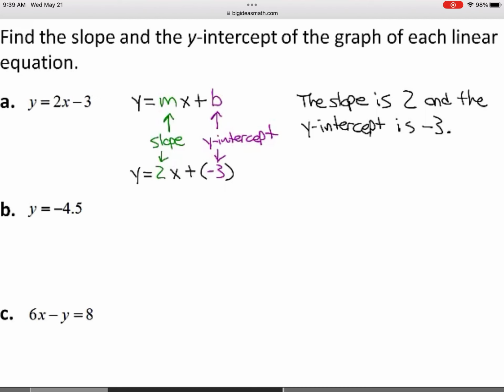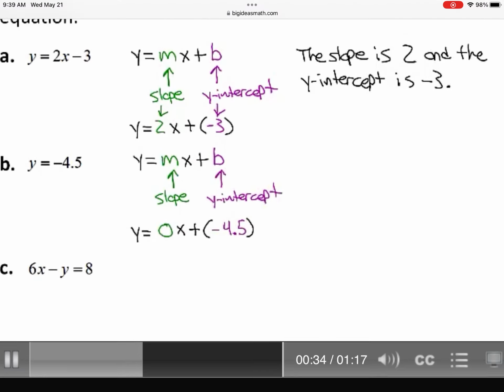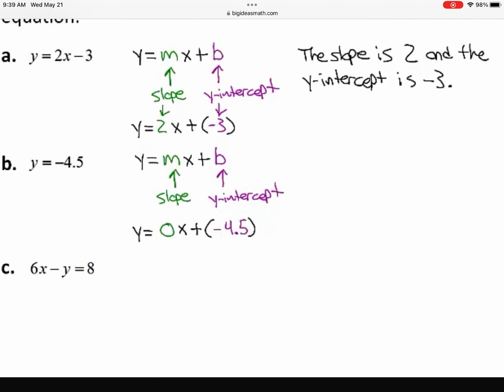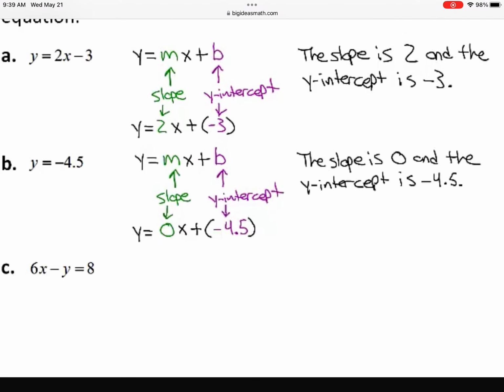Part B. y equals negative 4 and 5/10. Rewrite the equation in the form y equals mx plus b, where m is the slope and b is the y-intercept. The equation can be written as y equals 0x plus negative 4 and 5/10. So the slope is 0 and the y-intercept is negative 4 and 5/10.